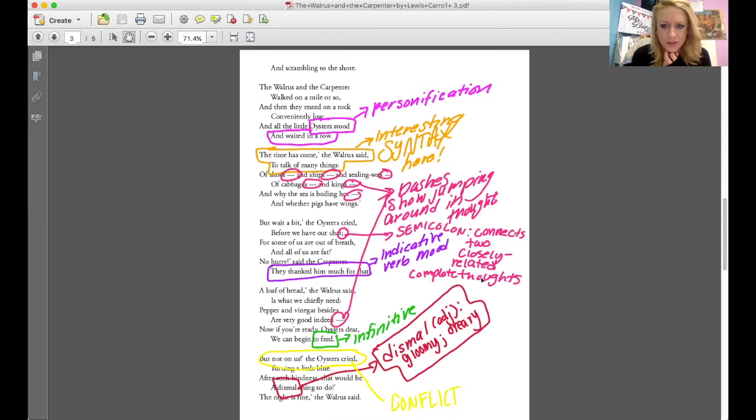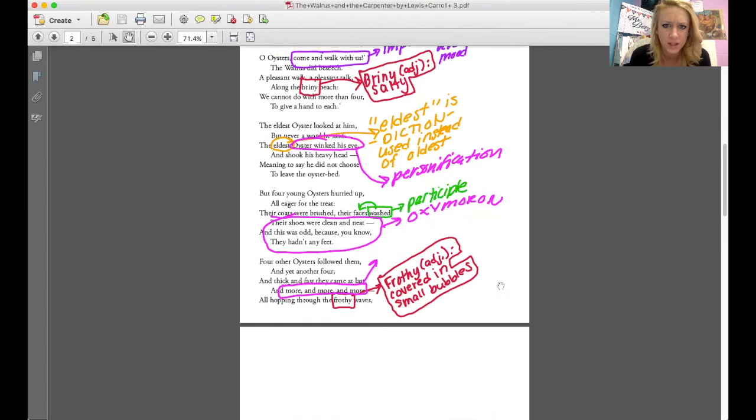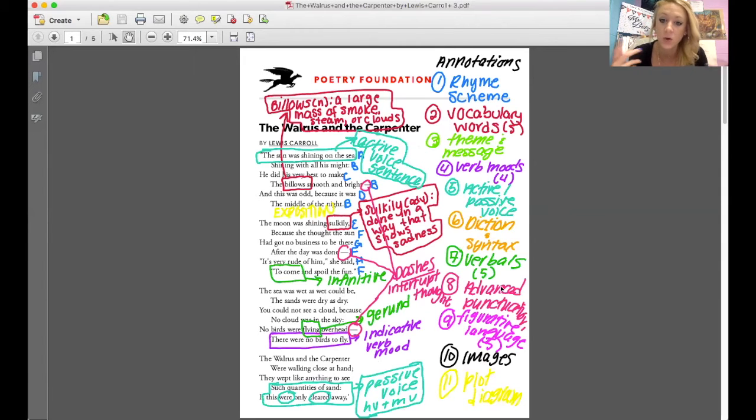This connects two closely related complete thoughts. There's a colon in here that I labeled, so I put that. So you guys are finding advanced punctuation and you're explaining why this is used here. So you're not just circling it, but if it's a colon, why is there a colon there? If it is a dash, why is there a dash there?